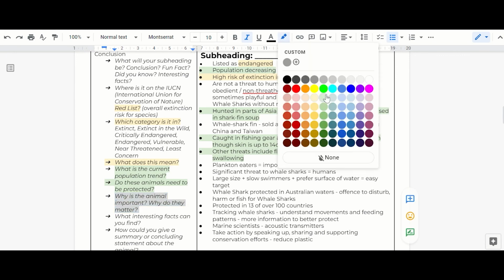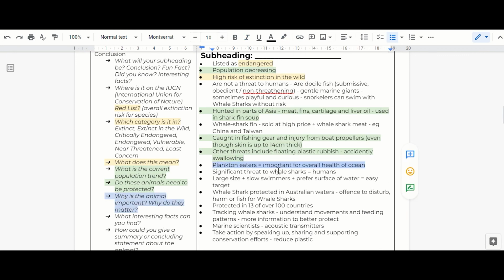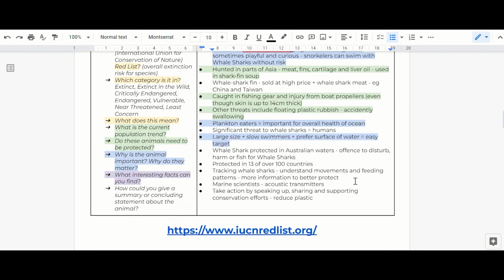Okay. Why is the animal important? Why do they matter? So because they're plankton eaters, it's important for the overall health of the ocean. And why do they matter? Because they're not a threat to humans, but at the moment, humans are a threat to them. Okay, interesting facts. Well, to protect them, marine scientists are tracking them to understand their movements. Summary, maybe about taking action to help these animals.